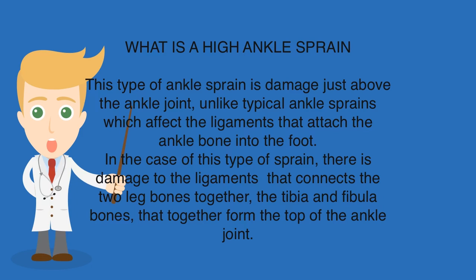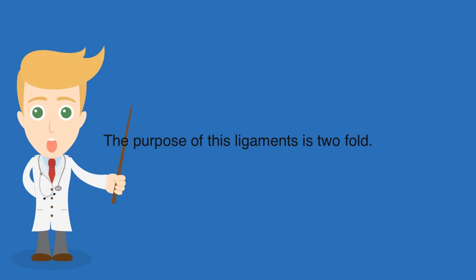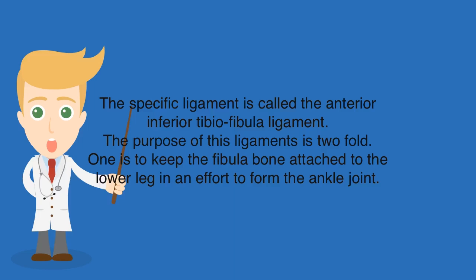In the case of this type of sprain, there is damage to the ligament that connects the two leg bones together, the tibia and fibula bones, that together form the top of the ankle joint. The specific ligament is called the anterior inferior tibiofibular ligament. The purpose of this ligament is twofold. One is to keep the fibula bone attached to the lower leg in an effort to form the ankle joint.